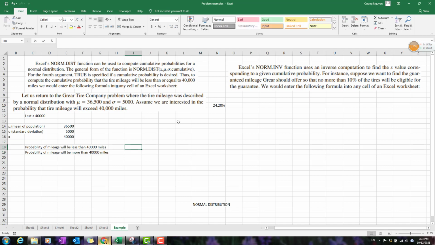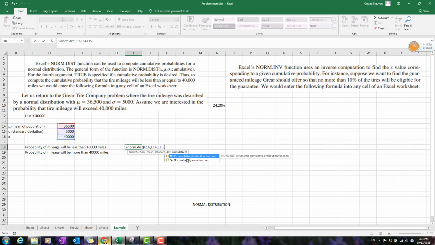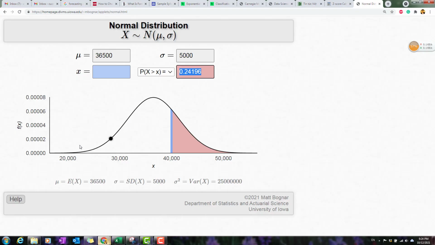So first of all, how we do it? With the less than 40,000, we use the norm.dist, normal distribution, and x will be what you are trying to see with the critical values, $40,000. The mean value 36,500, standard deviation 5,000, cumulative or not. Of course, over here we use the true. That means we measure for all the cumulative probability that all the function that's included over here.